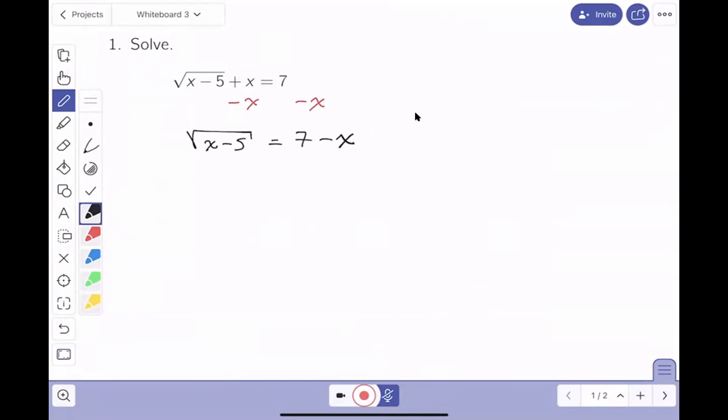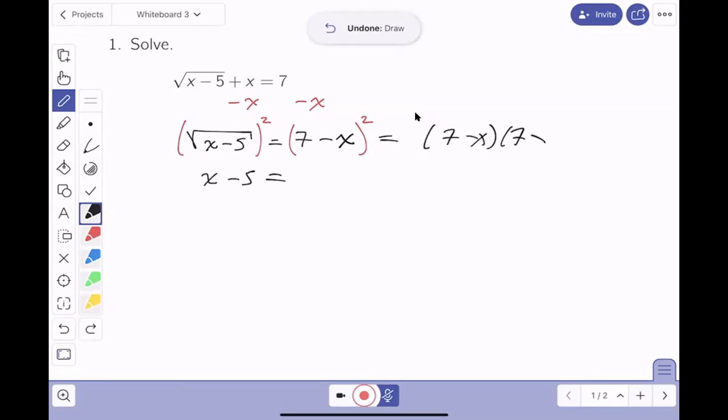Then what do we recommend you do? Well, our recommendation was to raise both sides of the equation to the radical's index, in this case, the square root, so it's going to be a 2. And what would you get? Well, the left side's really simple, x minus 5. For the student struggling with this, write this down twice. On the right, we get 7 times 7 is 49, minus 7 minus 7 is minus 14x, minus x times minus x is plus x squared.